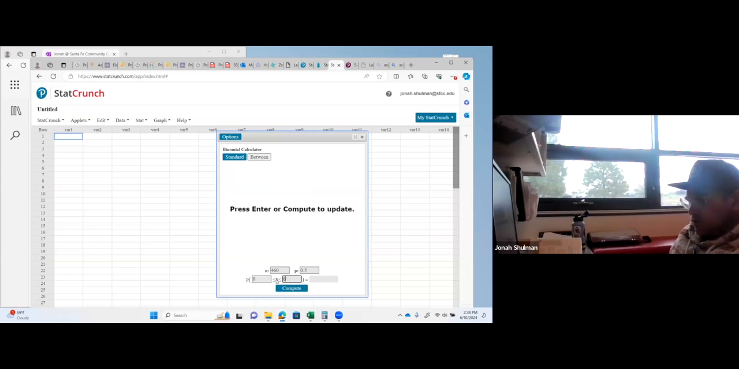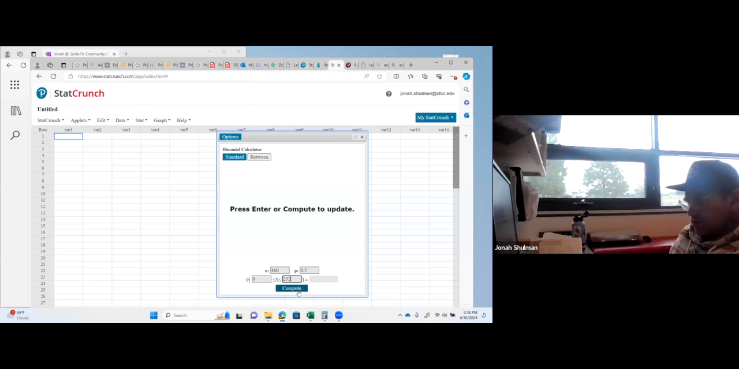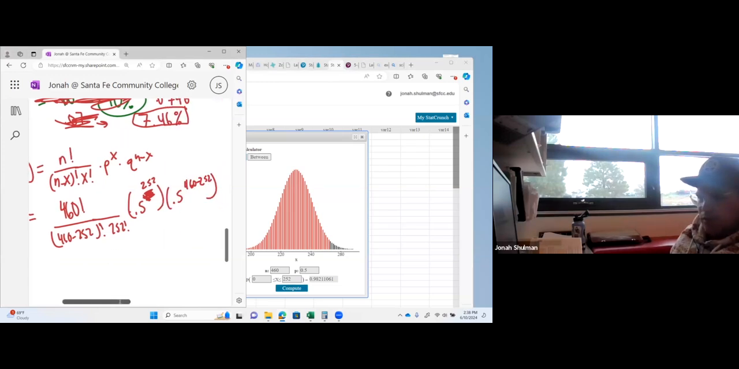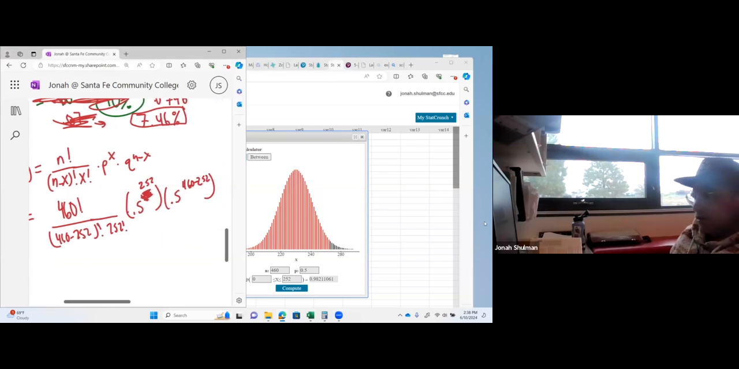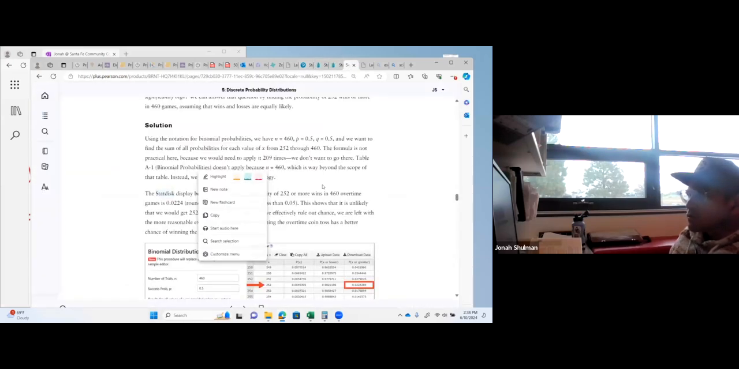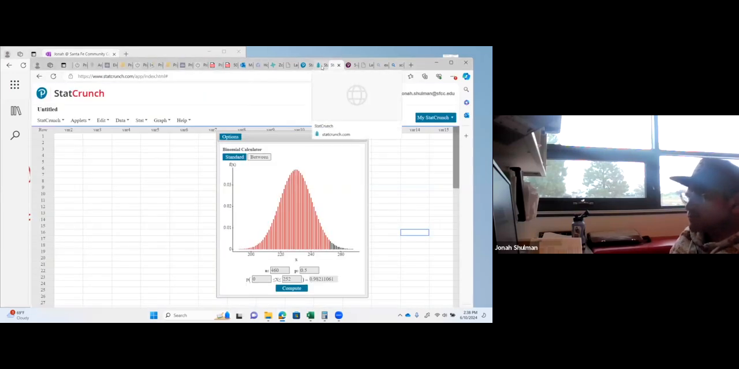Let's go from 0 to, unless I wrote the numbers wrong. 0.982. Okay, so I'm getting 98% either way for this one, whether I do this on Excel or if I use StatCrunch. So let's see if I messed up the numbers. It says 460 and 252. And we know it's 0.5. Not 0.05, it's a 0.5 probability.